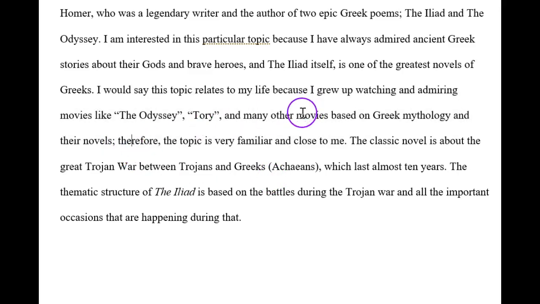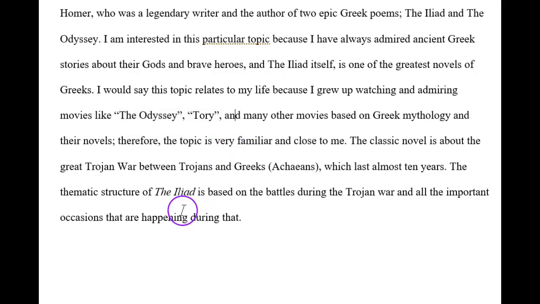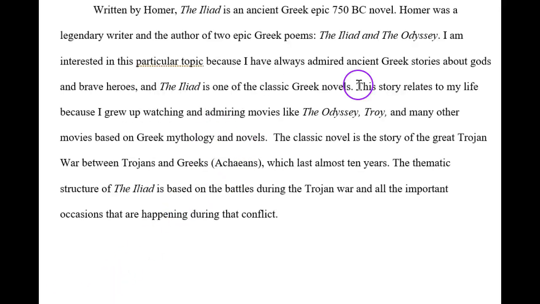There's not a logical argument here. The student is saying why they relate to the topic. There's no therefore required. So we have some problems with the way to punctuate a title. These are film titles. They do not need quotes. They need to be in italics. Let's look at the fix.